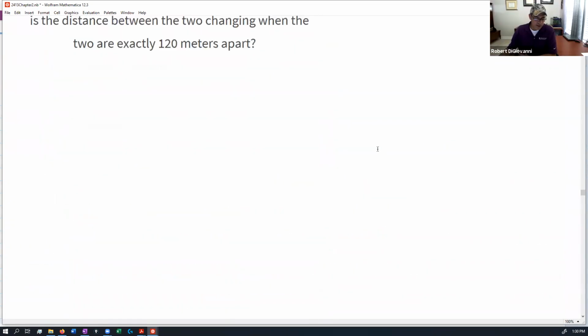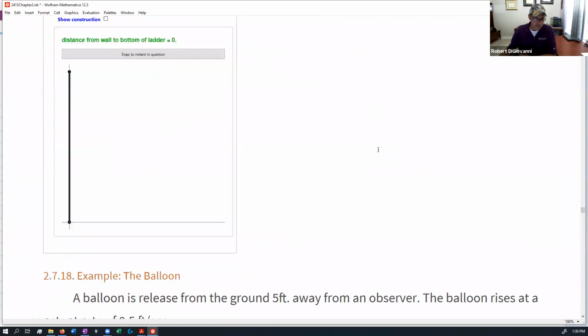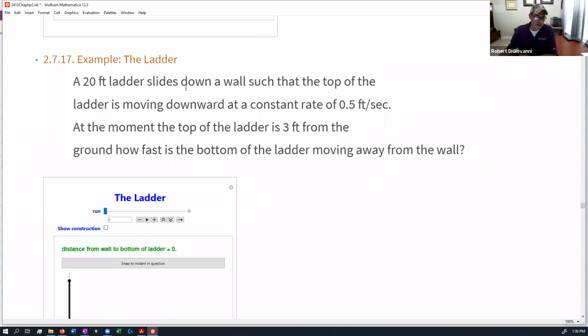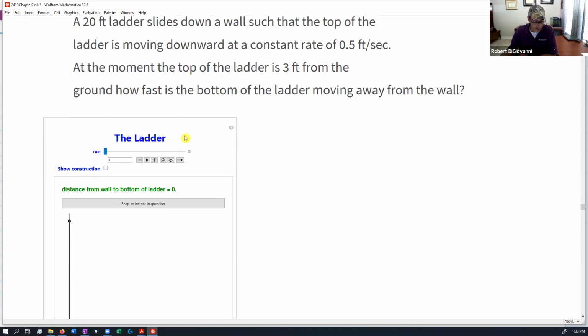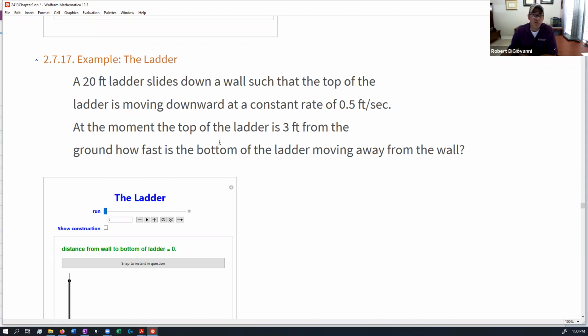All right, so I'm going to see here. What other problems do I have? So there's a ladder problem. I'm not going to do it. This is the cookie cutter staple Cal 1 related rate problem that you could probably go to YouTube and find 100 videos on how to do the ladder problem on related rates. It's too basic, all right? So I'm not going to do this problem. But I encourage you to go try it yourself.